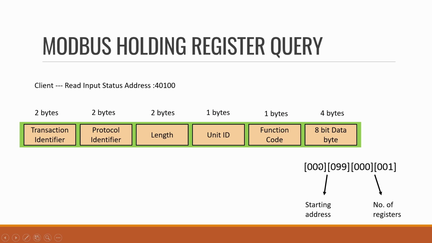These 2 bytes represent the starting address. This is the function code 03. The holding register function code is 03. This is your unit ID. Unit ID is 1. Length is 6.